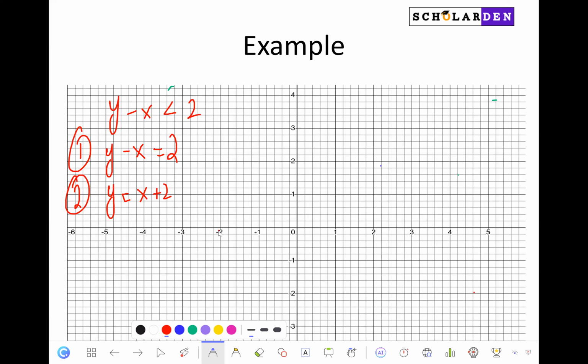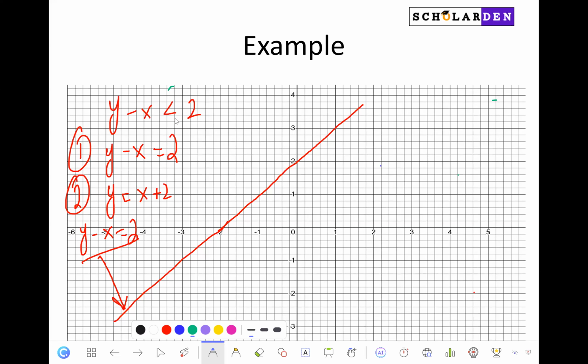So this point and that point over here. So this is your line, y is equal to x plus 2. All the points on this line satisfy this expression. So this is your boundary. And what we are supposed to find out is that the difference between y and x should be less than 2.